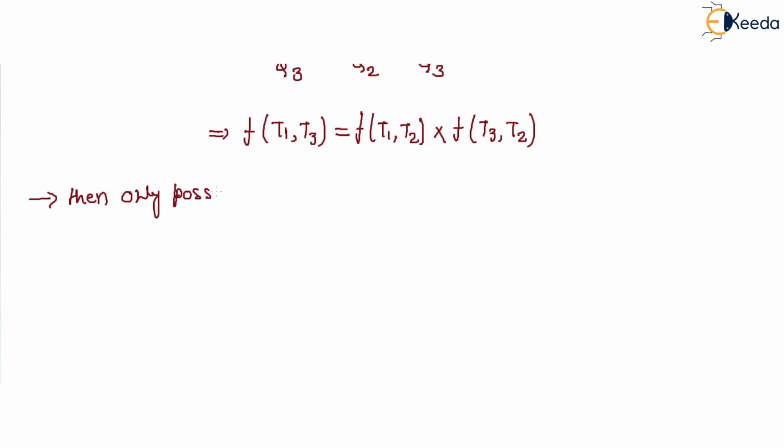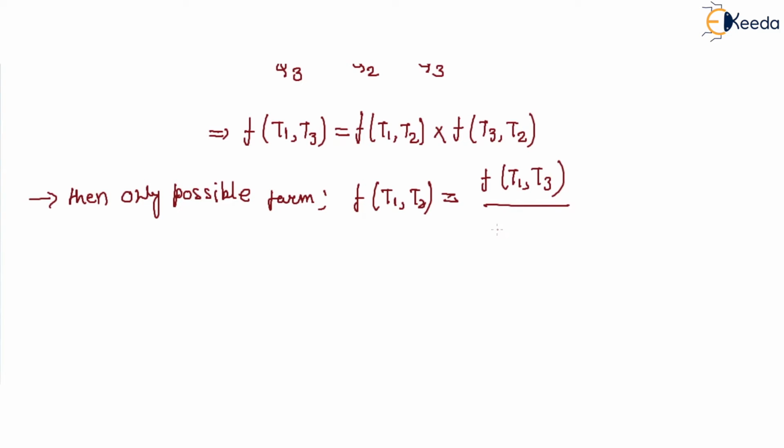So the only possible form is what? If you take T1 and T2, what is that? f(T1, T3) divided by f(T3, T2). In this function there is a T3 common, in this function there is T3 common, so we can write another function g(T1) by g(T2), right? This is the only possible form, T1 and T2.